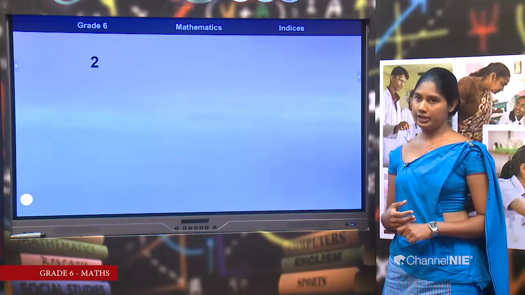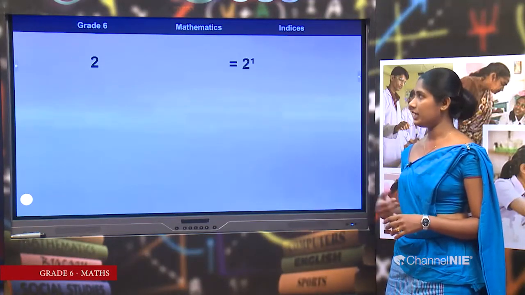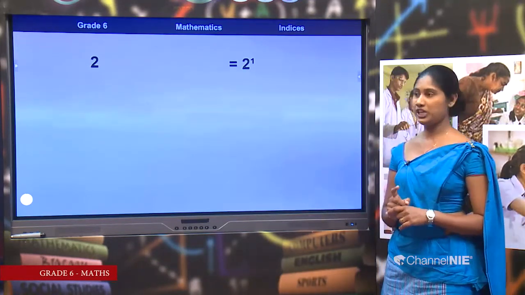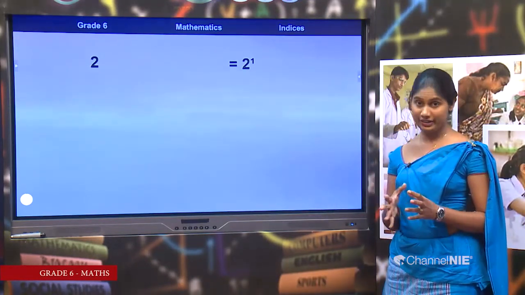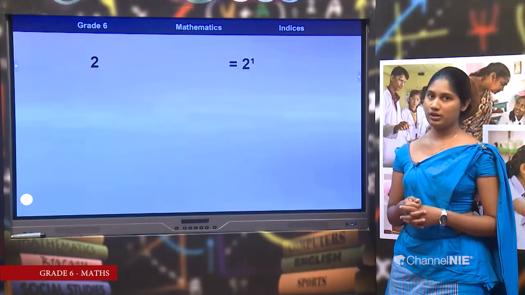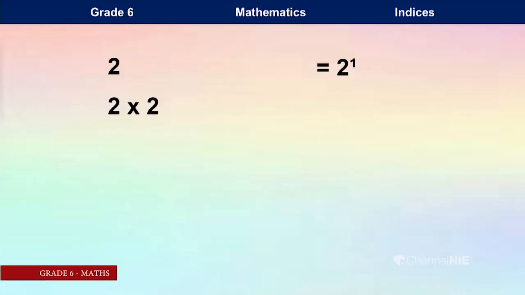Let's see 2 here. So, how to write this using index notation? How many 2's are there? Only 1. Now you know index and base. Here base is 2 and index is 1. How many 2's are there? 2 has been multiplied by another 2. Then we can write this using index notation: base is 2 and index is 2. Then tell me how to read this. This is 2 to the power 2.